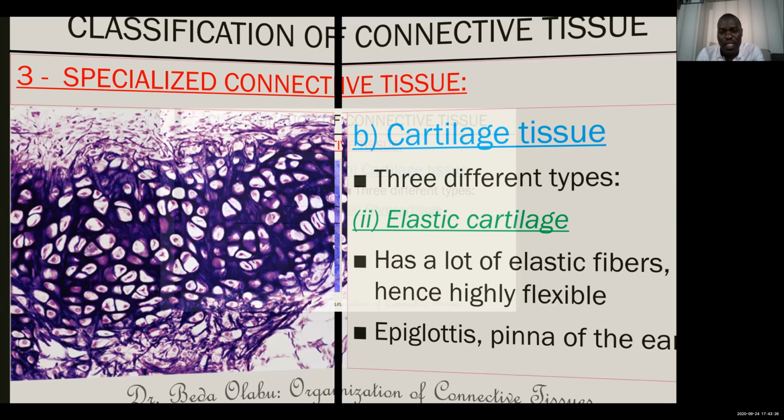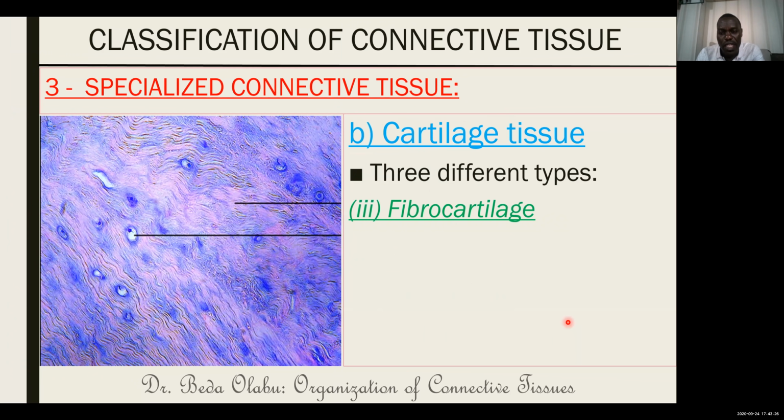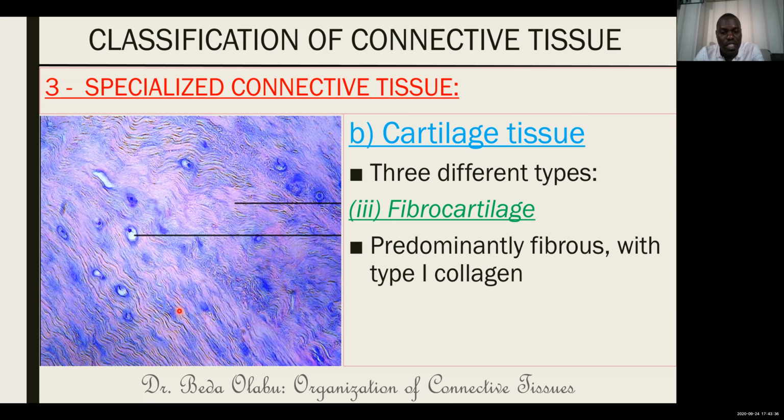The last type of cartilage is what we call fibrocartilage. You can call it fibrous cartilage. Fibrous cartilage is called so because it is predominantly fibrous. Actually, it has a lot of collagen type 1. That's what you're seeing there, running parallel, actually. Highly fibrous, very few cells, as you can see. You can even count them.